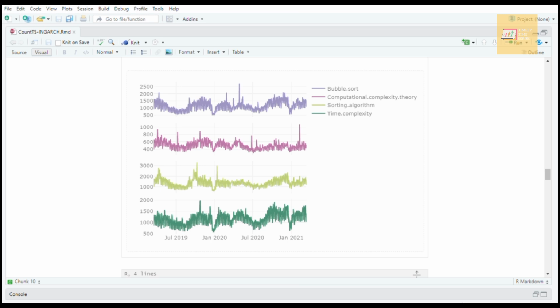Alright, back to our RStudio. I plotted some of the covariates. So here it is. Even though the colors are in pairs, no, it's just a coincidence. Anyway, four of the covariates are bubble sort, computational complexity theory, sorting algorithm, and time complexity. If we go into the Wikipedia page of time complexity, there must be the bucket sort hyperlink there, which leads to the bucket sort page.